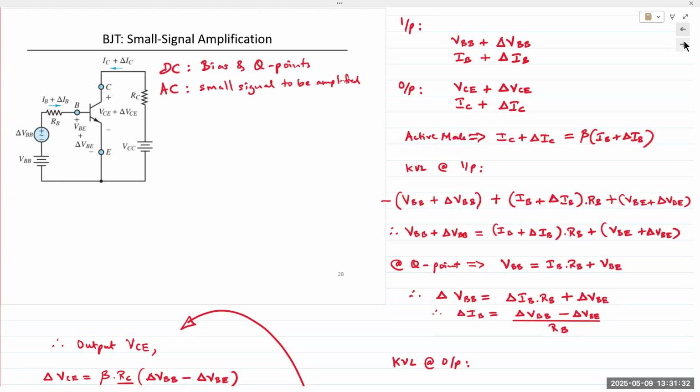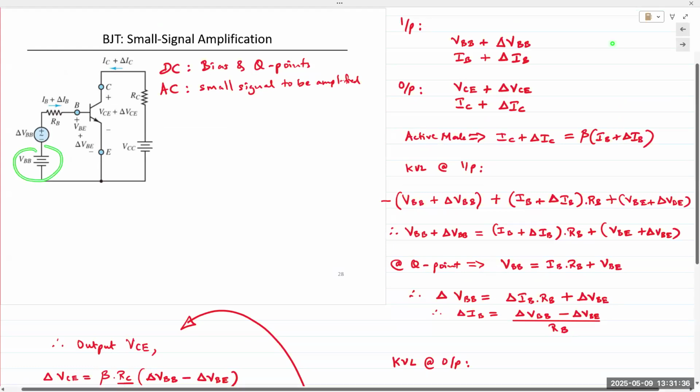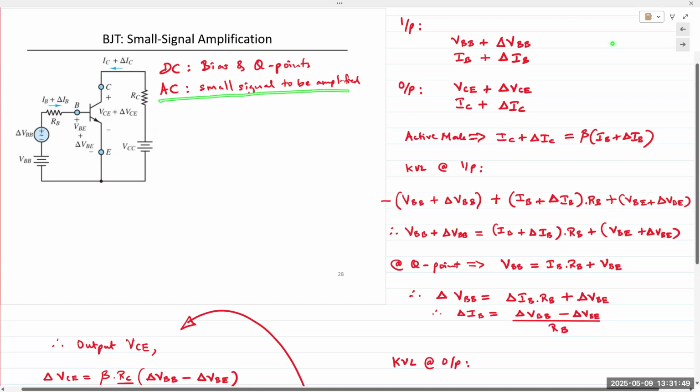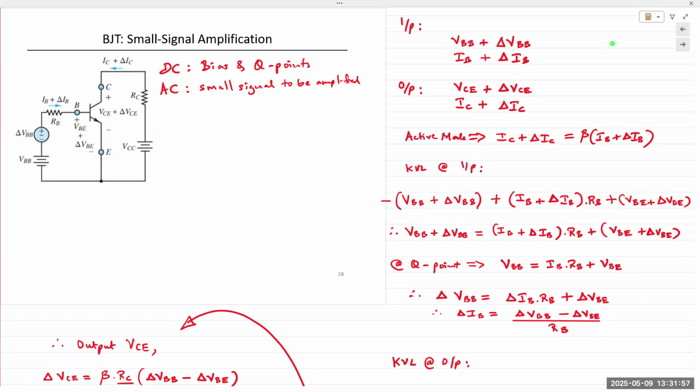So if you have a BJT amplifier and we are connecting a DC, VBB, VCC, right? DC is used to set up the bias and the Q points, meaning the operating point of the transistor. And AC is basically the small signal that we apply at the input that we wish to amplify.